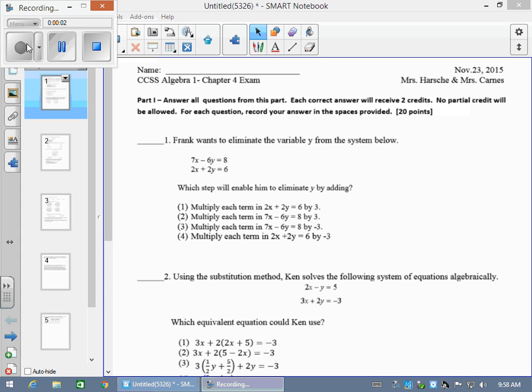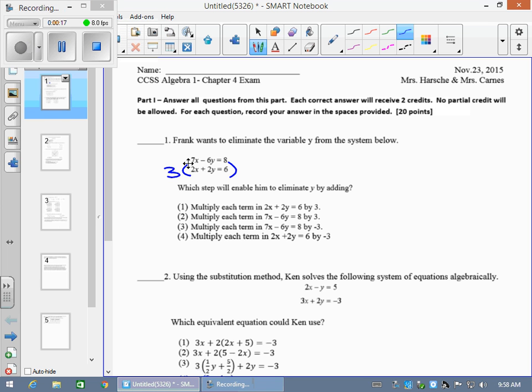Question 1. Frank wants to eliminate the variable y from the system below. Which step will be used to eliminate y? You would have to think about how you get the y's to be the same number but opposite signs. So what you would do is multiply the bottom equation by 3.